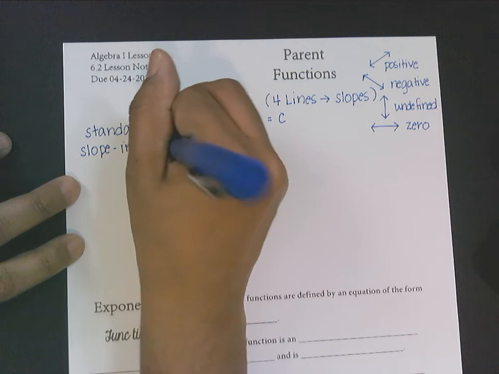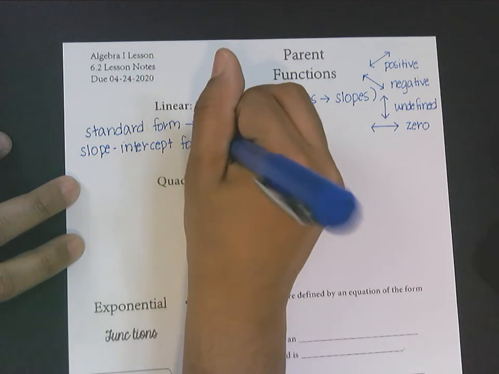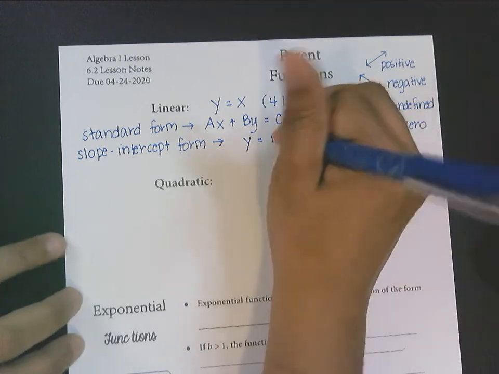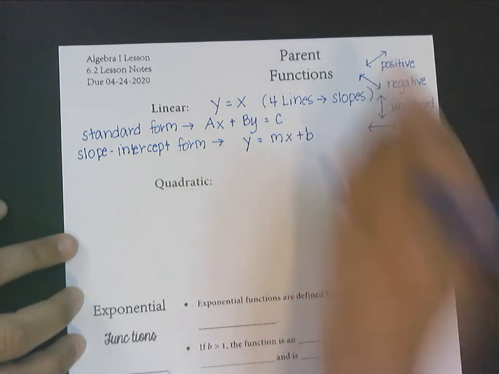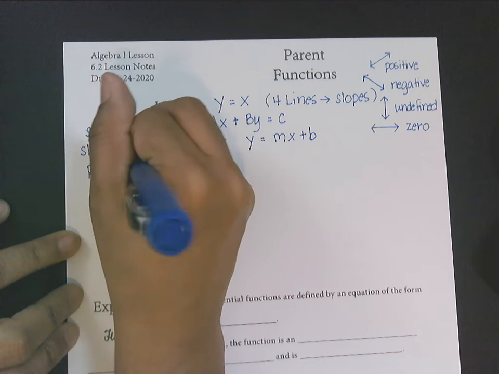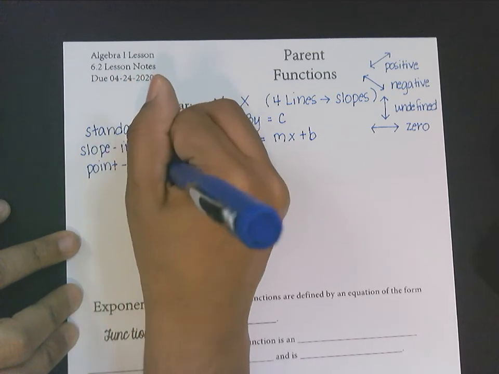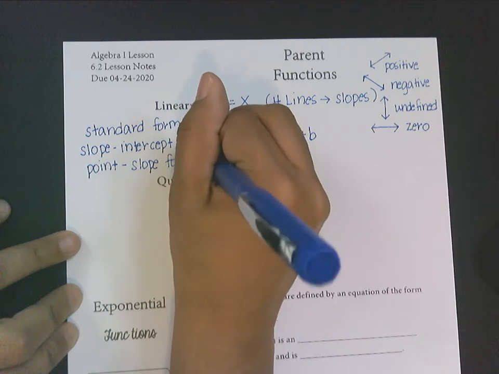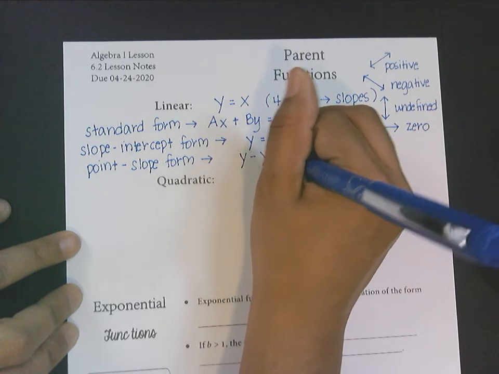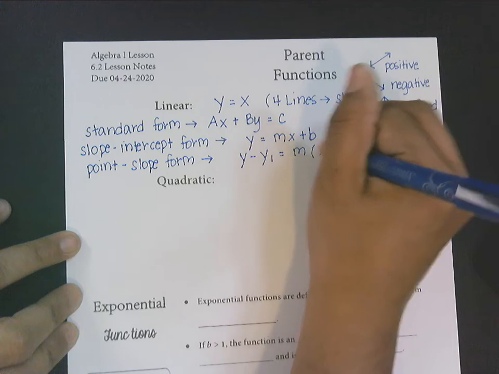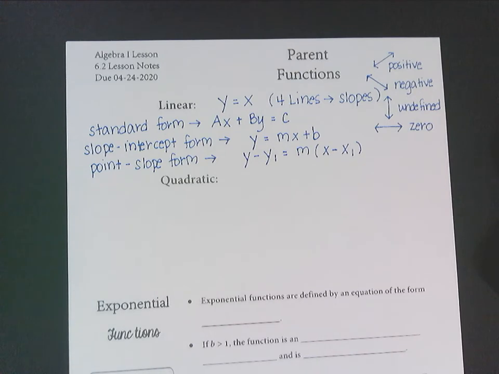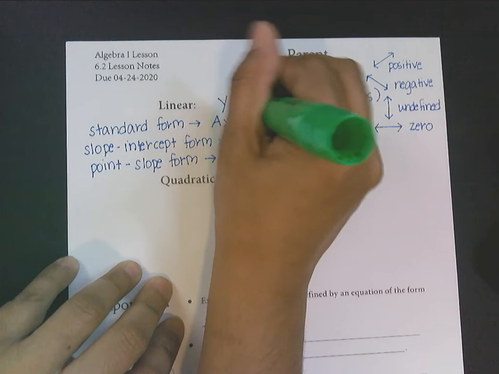So in slope-intercept form, it was going to be y equals the slope, and we identify slope with m, times x plus b. Then we taught you point-slope form. And in point-slope form, it is going to be y minus y sub 1 equals the slope times x minus x sub 1. And if you notice that all of them have an x, just like your parent function.